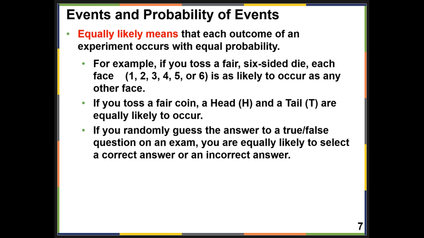Equally likely means that each outcome of an experiment occurs with equal probability. For example, if you toss a fair six-sided die, each face, 1, 2, 3, 4, 5, or 6, is as likely to occur as any other face. If you toss a fair coin, a head and a tail are equally likely to occur. And if you randomly guess the answer to a true-false question on an exam, you are equally likely to select the correct answer or the incorrect answer.